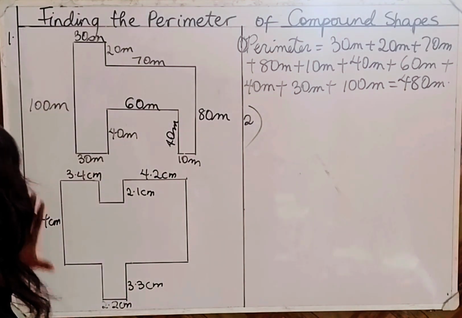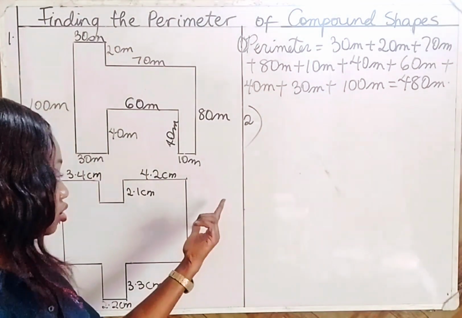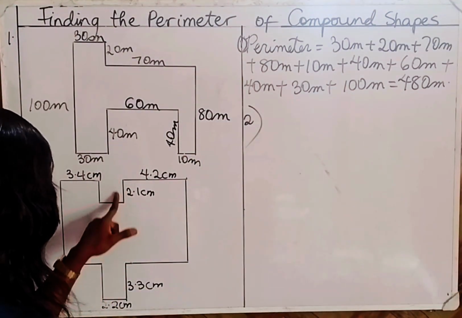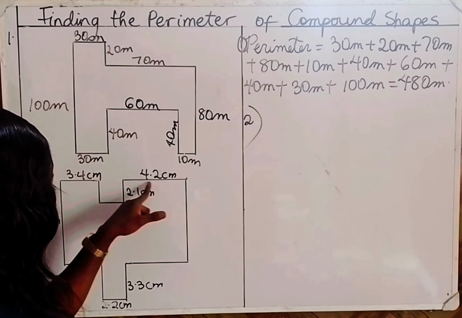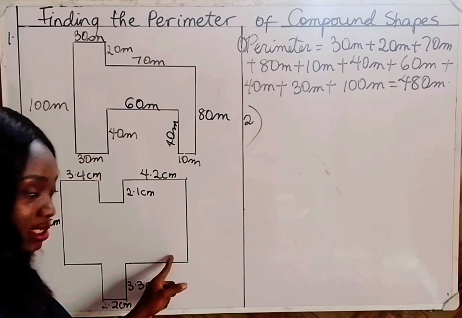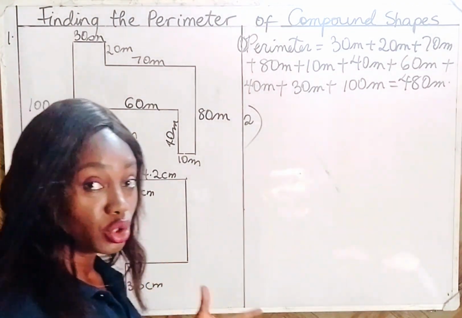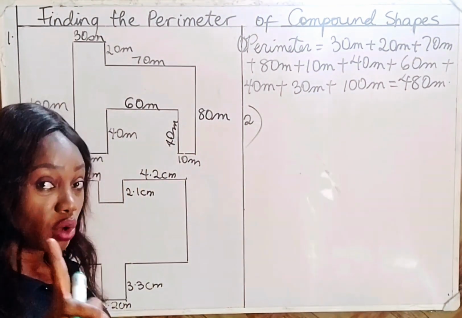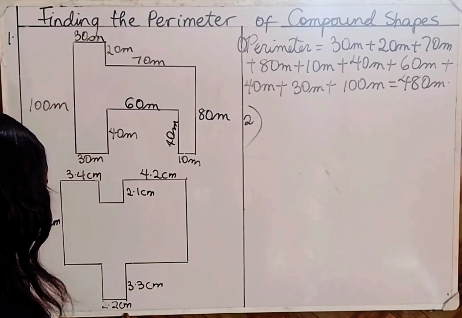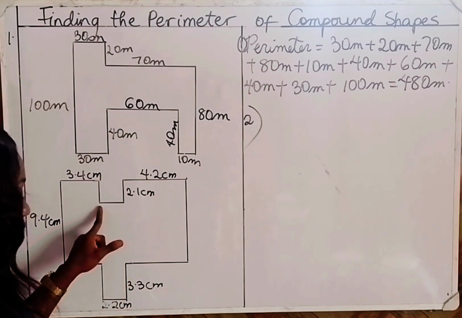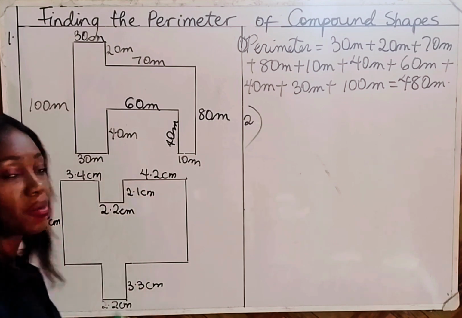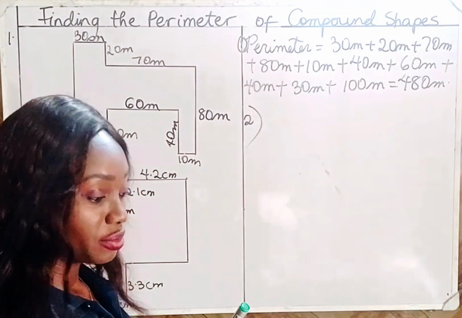We are given this length here to be 9.4 centimeters, but we don't know the length of this side. We are given here to be 3.4 centimeters. This length is 2.1 centimeters. This length is 4.2 centimeters. We don't have this length, this length, this length, and this length. So we have a lot of unknown lengths that we're yet to figure out. Now, if this length is 2.2 centimeters and it's the same length as this side, that means here is also 2.2 centimeters. You can see the way we're breaking it down, right?